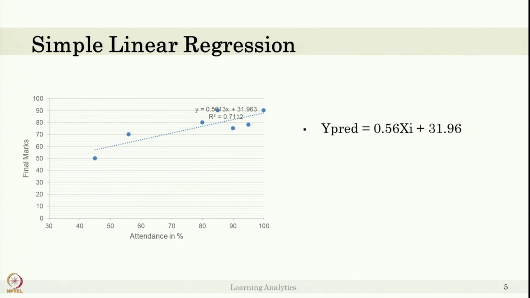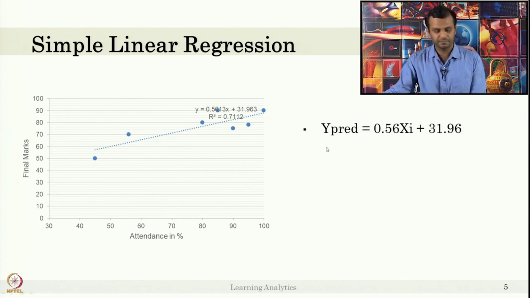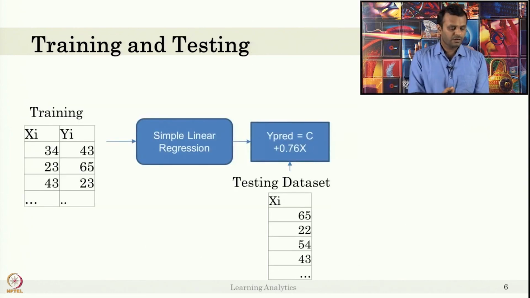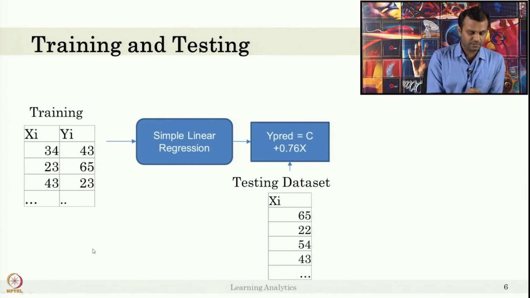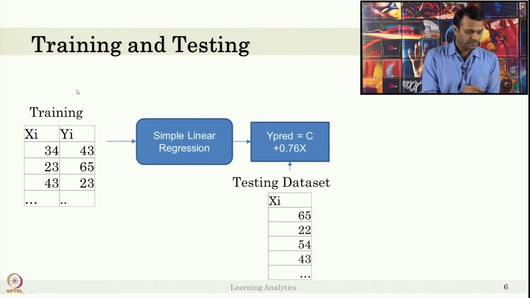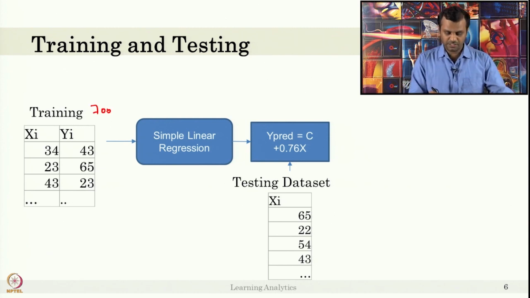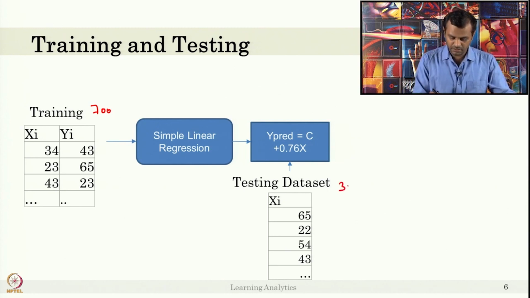Suppose this is the equation of the model we talked about in the last class. So, y prediction is 0.56 xi plus 31.96. This is not the same, I have just given some example here. Consider you have training data, say 700 data here, and you have testing data, that is 300 data values here.